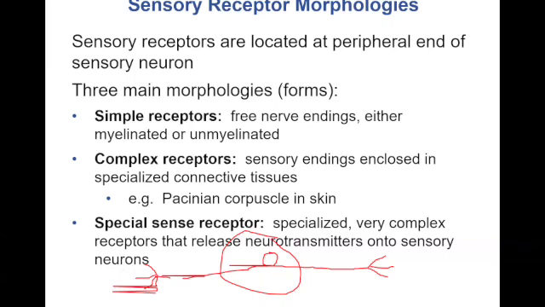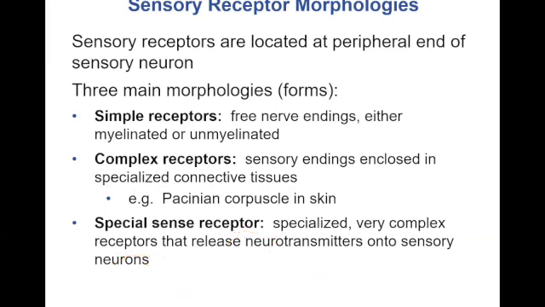So this end, the end that's going to pick up on the stimulus, is the receptor that we're talking about. These are essentially still neurons. That's what we're referring to here with these receptors. These are neurons, and we can classify these specialized neurons into different classifications based on morphology, based on different things, and that's what we're getting at right now.